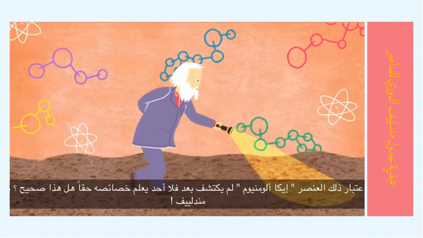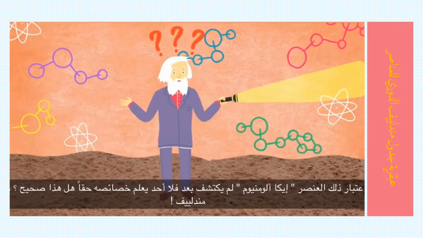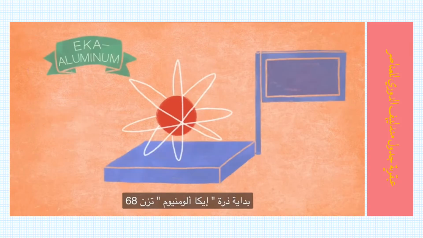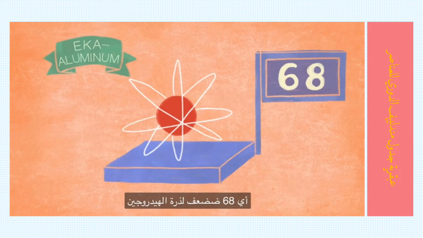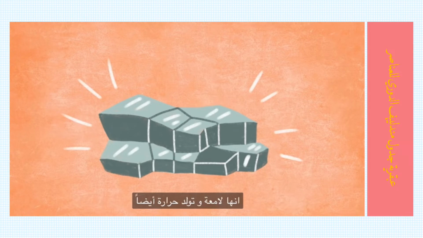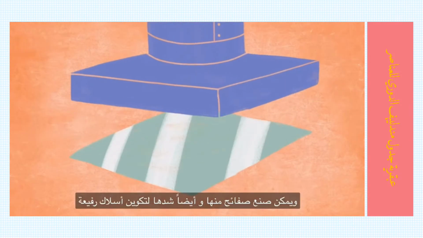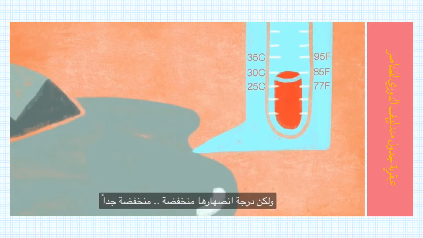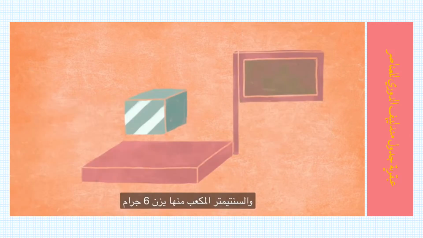Nobody's found Eka aluminum yet, so we don't know anything about it, right? Wrong. Based on where it's located, I can tell you all about it. First of all, an atom of Eka aluminum has an atomic weight of 68, about 68 times heavier than a hydrogen atom. When Eka aluminum is isolated, you'll see it's a solid metal at room temperature. It's shiny, it conducts heat really well, it can be flattened into a sheet, stretched into a wire, but its melting point is low, like freakishly low. Oh, and a cubic centimeter of it will weigh 6 grams.